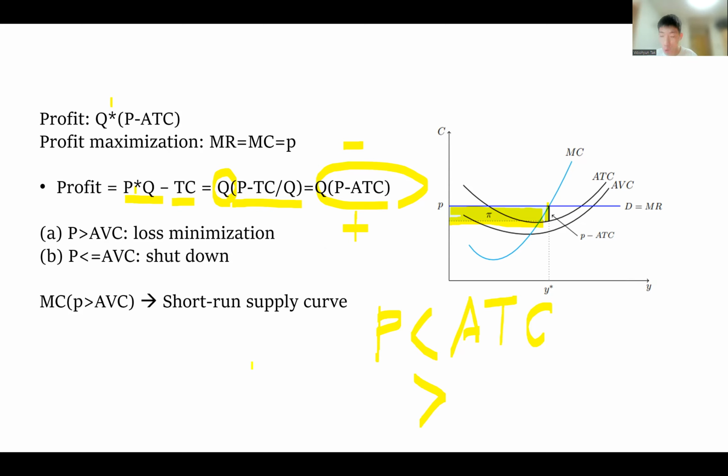The firm has to keep operating even at a loss in the short run, even if P is smaller than ATC. However, if price is lower than or equal to AVC, then it should shut down, meaning stop operating, because it cannot even earn back the money invested for fixed cost. So this was important. And the MC curve above AVC is the same as the short-run supply curve.